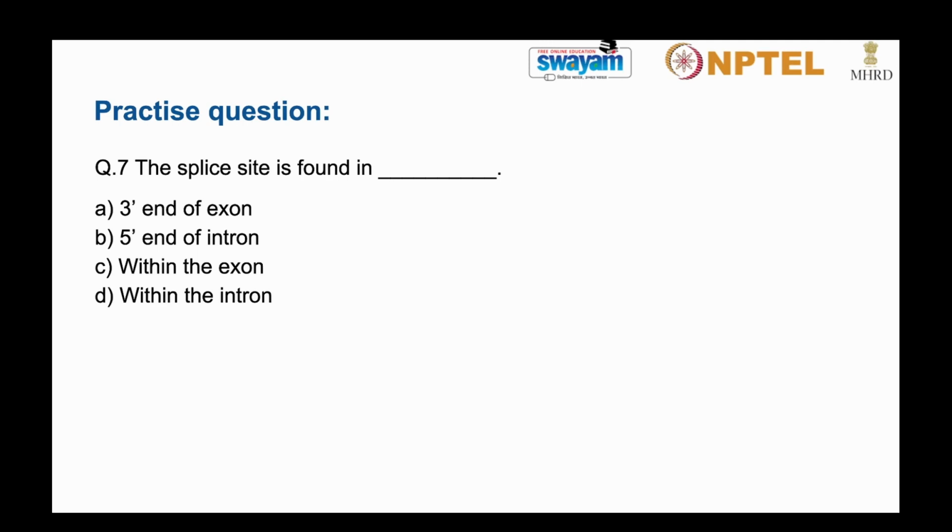Okay, so let's first talk about option A. In option A, they are saying the 3' end of the exon. If we say splice site, it is present after the 3' end of the exon, at the beginning of the intron, at the border. So we cannot say that it will be the 3' end of the exon, because it's not the 3' end, but after the 3' end it's present.